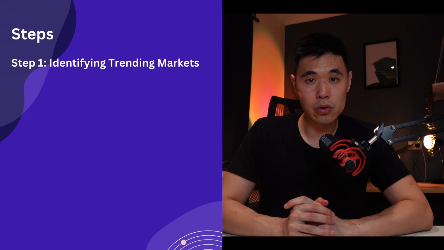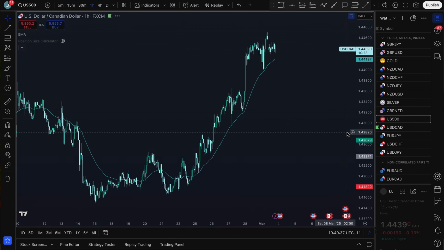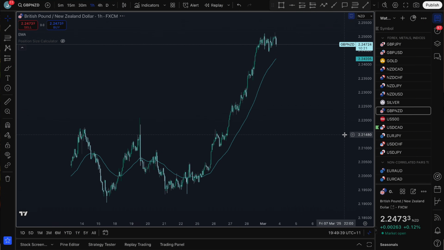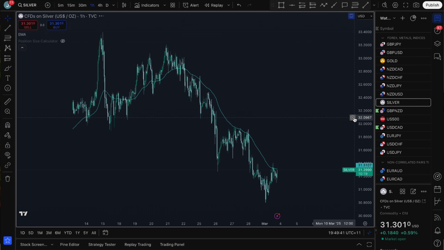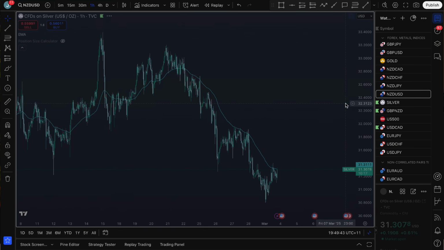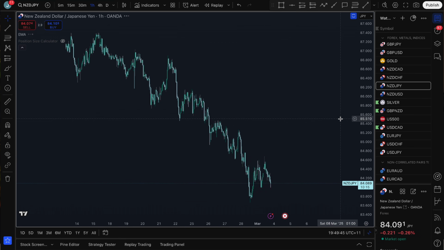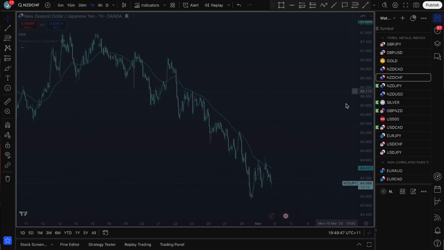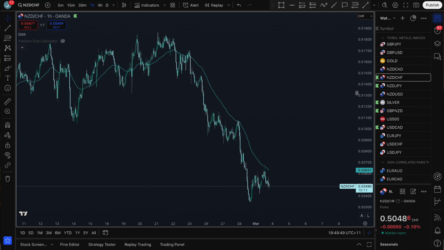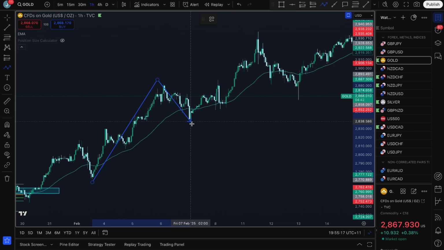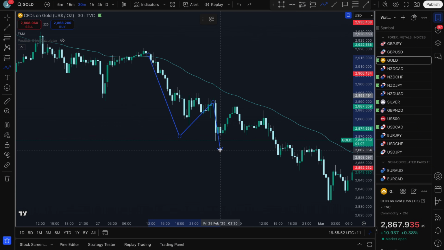So the first thing I do in the morning is I scan the 1 hour chart across multiple pairs to find trending markets. Since I'm a trend trader, I'm only looking for clear trends and I'm pretty much ignoring everything else. A strong trend usually looks like this: higher highs and higher lows in an uptrend, or lower highs and lower lows in a downtrend. If I see that in the charts, I flag it as a potential trade.